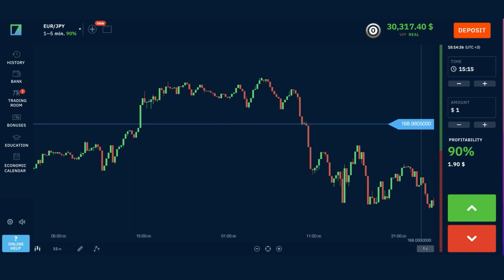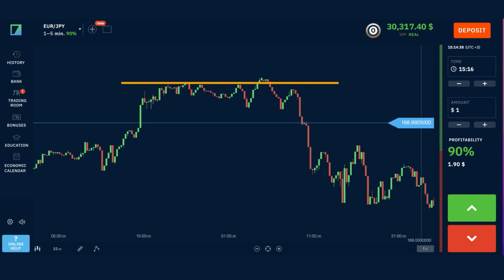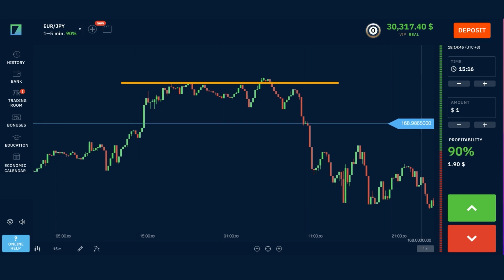Step 1. Identify the resistance level. To do this, find the highest concentration of peaks over a certain period. This is the price level above which the asset's price has not risen for a significant period. The trading history shows that the price has not yet surpassed this level. Step 2. Plot the support level by identifying the price lows. On the chart, we see that for some time, the price has not fallen below this level.